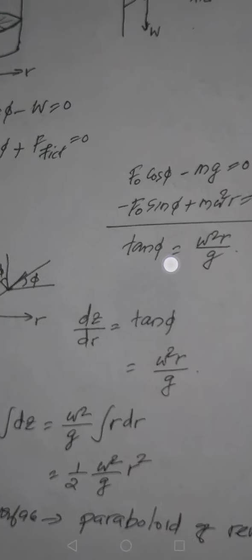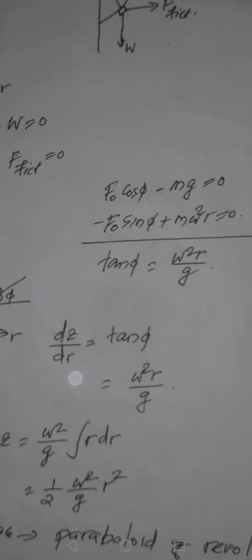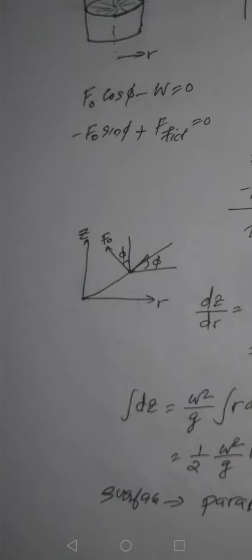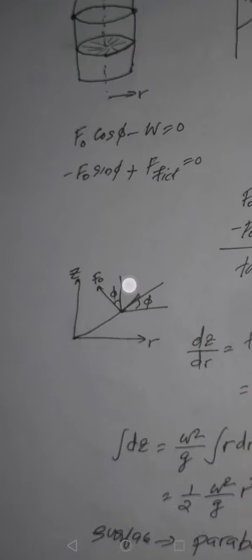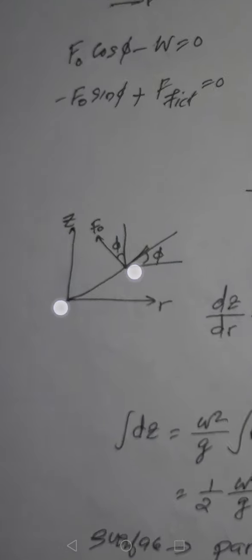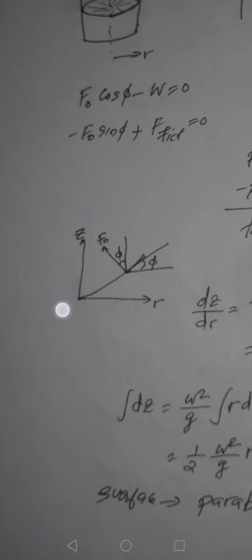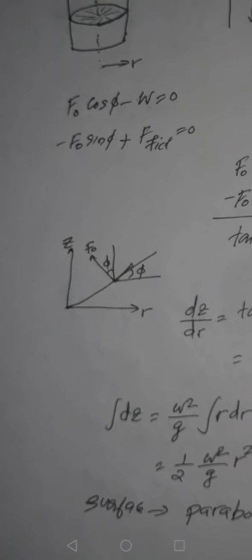Now what I require is the equation of the surface. So z is the direction, so I draw it like that. This is the z direction, and this is the radial direction r, the increasing radius of the water. So this is r, and this is the water surface. This is the normal, and this is F0, and the angle is phi. Therefore this is the normal and this is the tangent, so this angle will be phi, and this angle will also be phi.